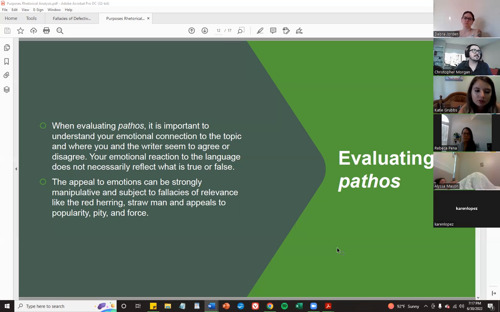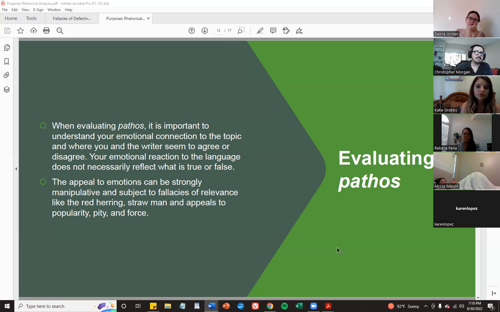When evaluating pathos, it's important to understand your emotional connection to the topic and where you and the writer seem to agree or disagree. Your emotional reaction to the language does not necessarily reflect what is true or false. Just because I read something and I think that it's very well written does not mean that it's true. Just because I read something and it appeals to my sensibilities or whatnot, that doesn't mean that it's true. Just because something offends me doesn't mean that it's not true. It's the converse of that.